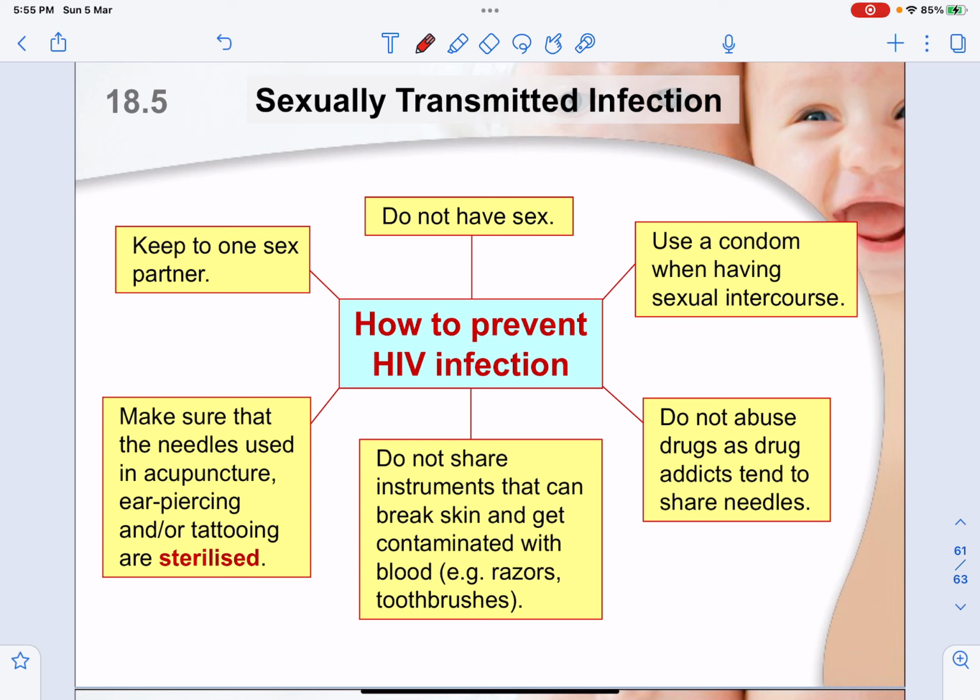Do not abuse drugs, as drug addicts may tend to share needles, and these needles may not be sterilized. Let's say one of the drug addicts is tested HIV positive and they share the needle with others. There's a chance that this leads to an exchange of blood fluid that may result in you getting the HIV. So make sure that the needles used in acupuncture, ear piercing, or even tattooing are all sterilized. And do not share any instrument that can break skin and get contaminated with blood, for example, a razor and toothbrush.